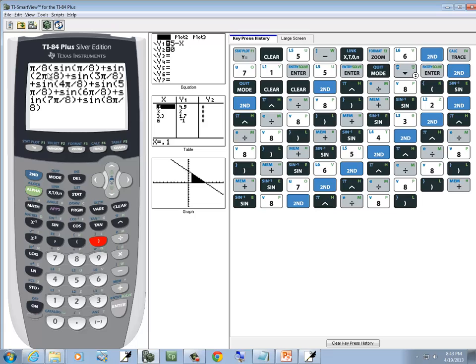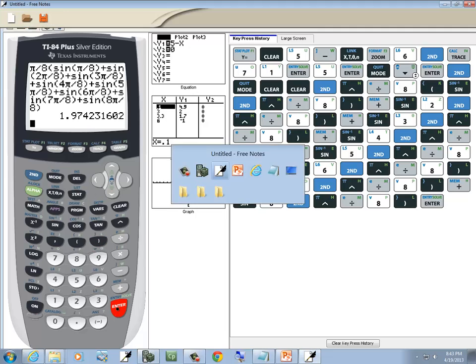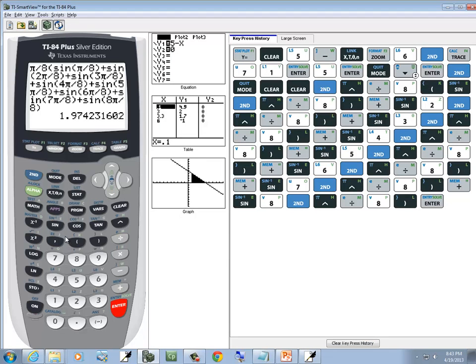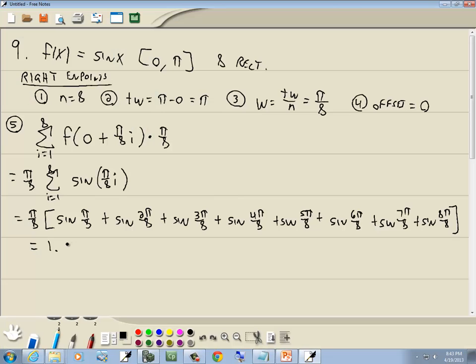Okay, let me check all that. Sine of pi over 8 plus 2 pi, 3 pi, plus 4 pi, plus sine 5 pi, plus sine 6 pi, and so on. Okay, enter. And that's going to give us 1.9742. Okay, well let's do the left endpoints and see what we come up with.